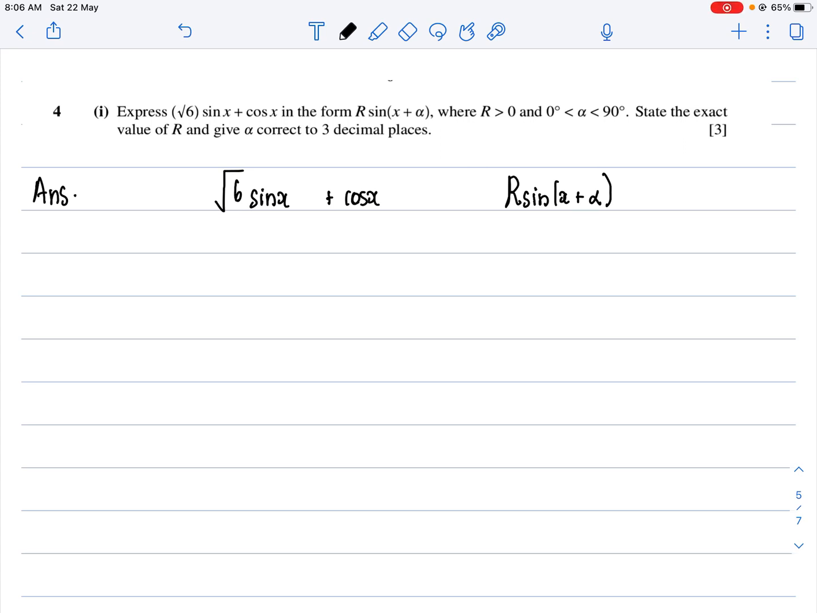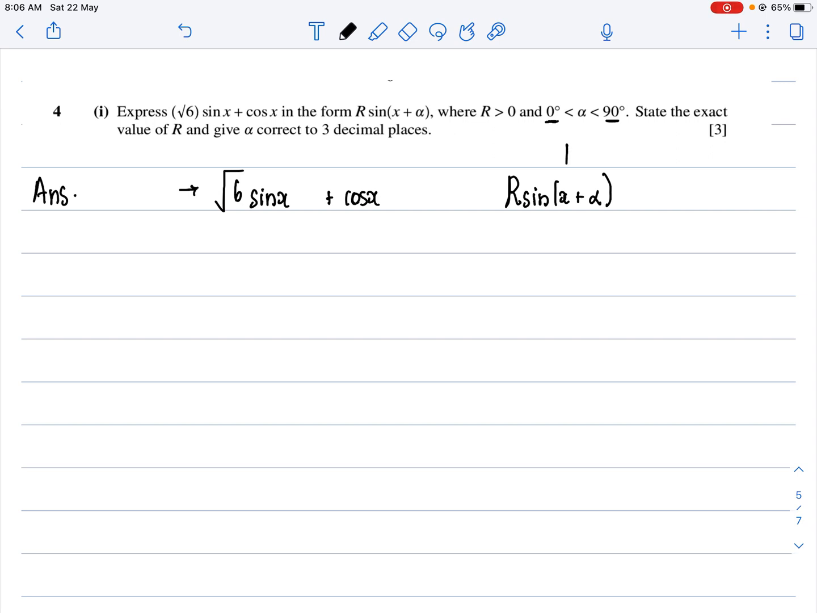This is part one of the fourth question. What we need to do is write root 6 sine x plus cos x in the form of r sine (x plus alpha), between 0 and 90 degrees. We need to state the value of r and give alpha to 3 decimal places.